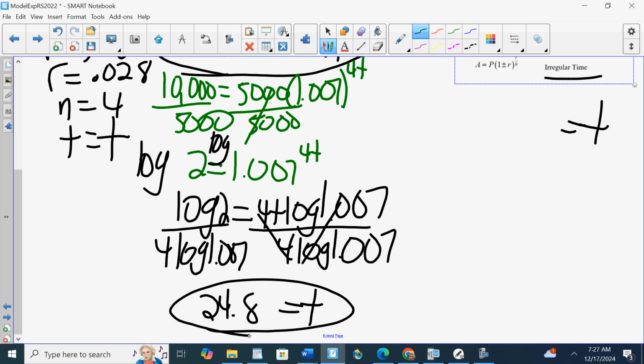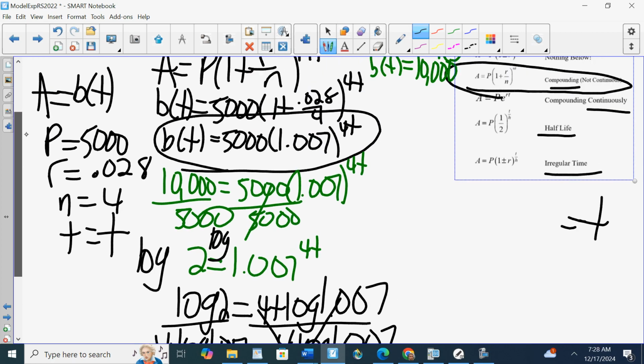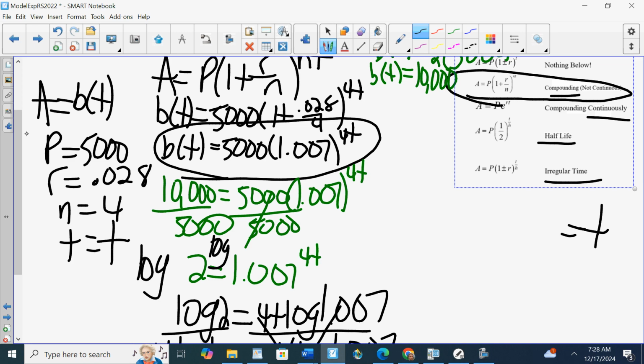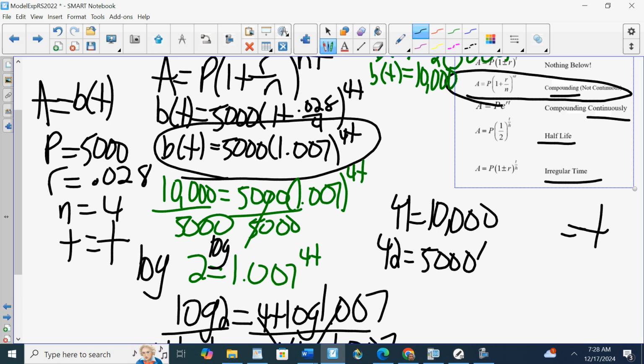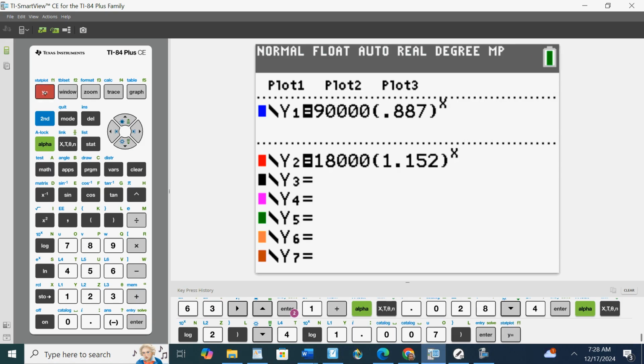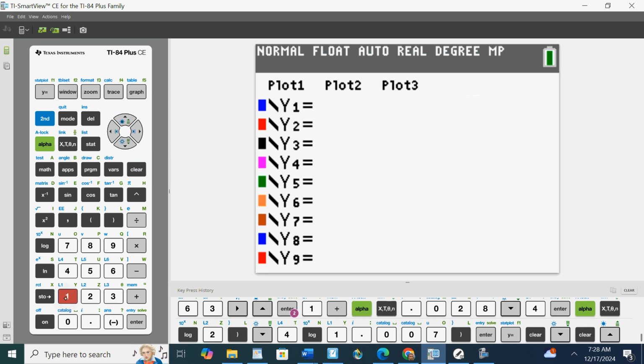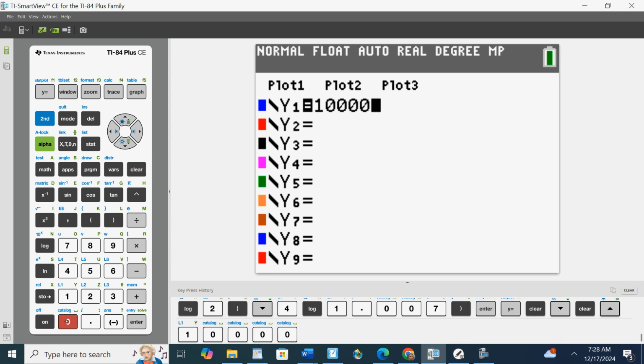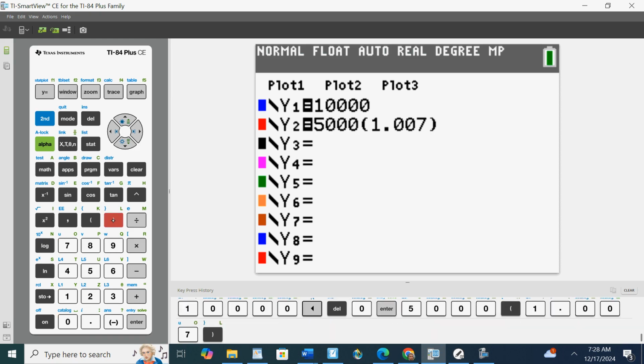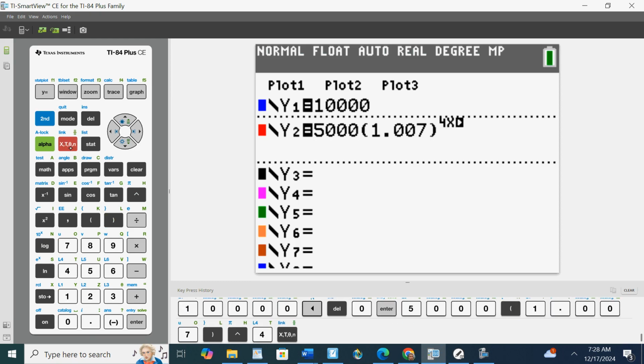Your other option, if you can't do the algebra, which really shouldn't be the issue because the algebra is really not bad here, but I could always do y1 equals 10,000. I can do y2 equals 5,000, 1.007 to the 4t. I can go to my calculator. I can go to y equals. I can type in 10,000. I can type in 5,000, 1.007 to the power of 4x. I can't type in t, I type in x.